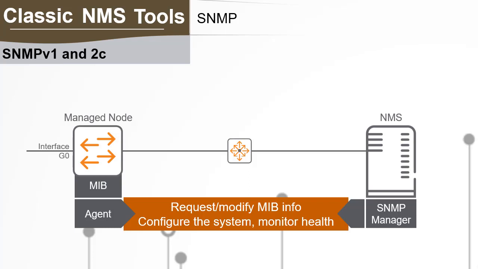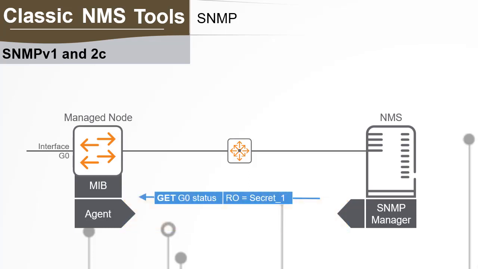SNMP version 1 and 2C use community strings, like a password, to control access to the MIB. Now, you must configure the SNMP manager with proper passwords for each device or group of devices. When the server must retrieve status information, it sends a GET request with the appropriate read-only or RO community string. If this is correct, the agent grabs this information from the MIB and sends it to the manager.